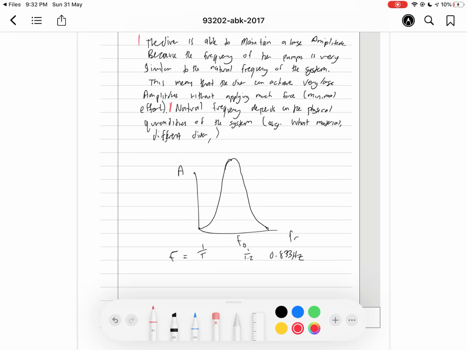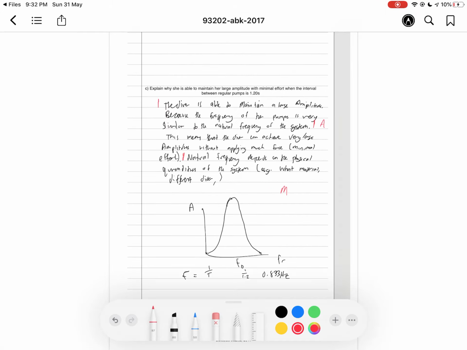So this should be a merit level question. For an achieved, I think you can just get up to here. You can just say that she is able to maintain a large amplitude because the frequency of her pumps is very similar to the natural frequency. I think that should be enough for an achieved, actually. That's just a simple statement to say that the amplitude is large because the natural frequency is very similar to the driving force frequency. So that should be enough.